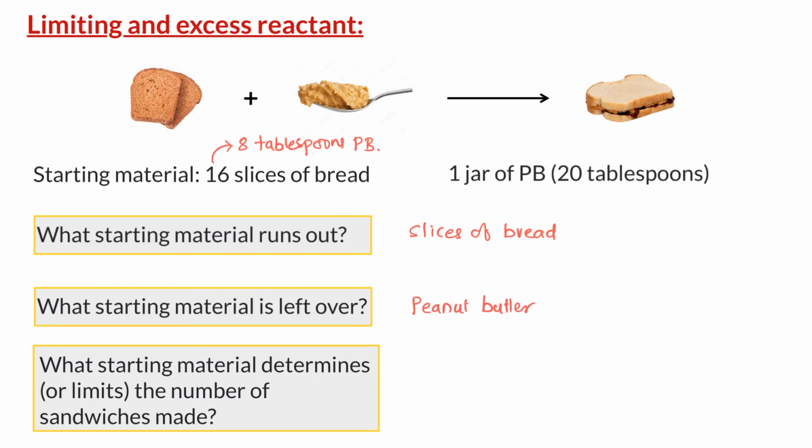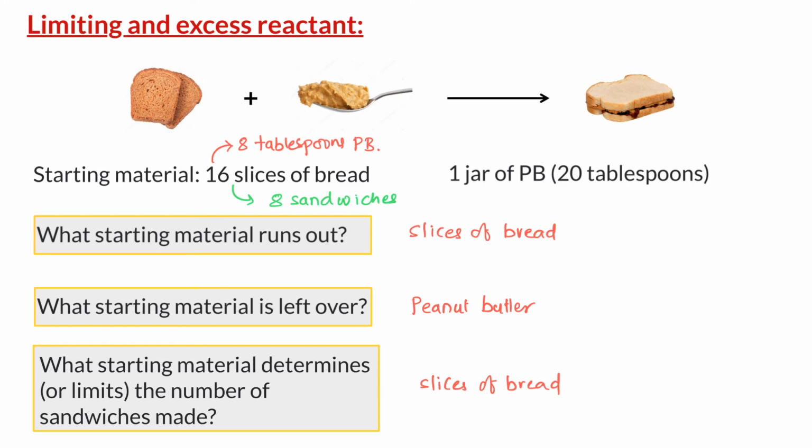Let us now answer the third question. What starting material determines the number of sandwiches made? If 16 slices of bread are completely used, we can make 8 sandwiches. If we have more than 16 slices of bread, we could have made more sandwiches. Therefore, we can say that the slices of bread determine or limit the number of sandwiches made.